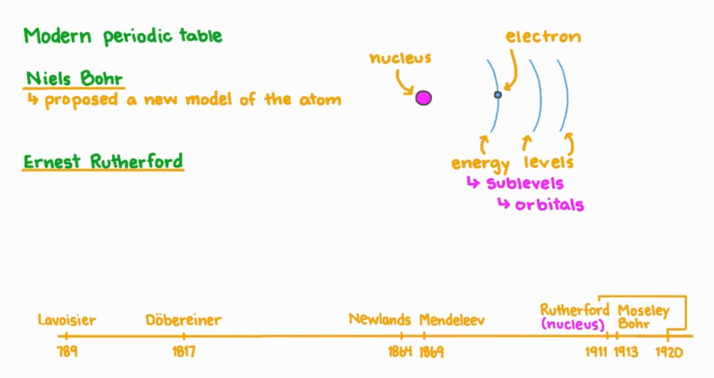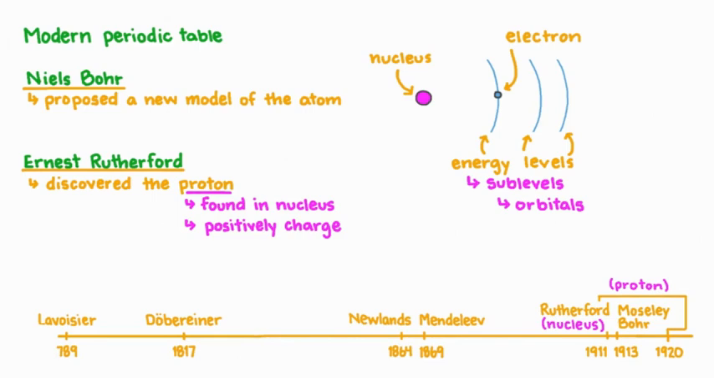Then, in 1920, Ernest Rutherford published another discovery. He had discovered a new subatomic particle called the proton. Protons are found in the nucleus of an atom and have a positive charge. The number of protons in an atom of an element is equal to the nuclear charge, which is equal to the atomic number. The modern version of the periodic table is arranged based on all of these discoveries.